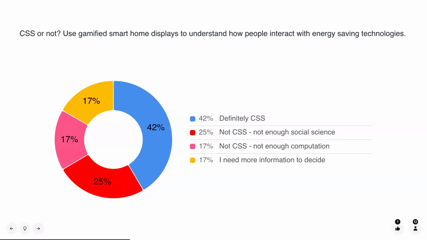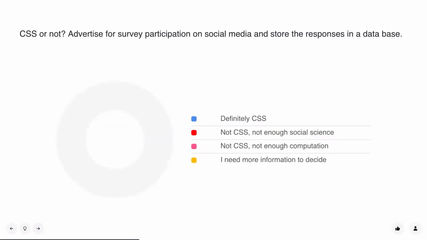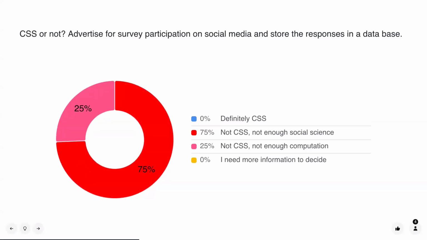So let's head on to our next one. So here we have a project which is involving advertising for survey participation on social media, and we're going to store the responses in a database. So what do we think? Just wait for things to roll through.